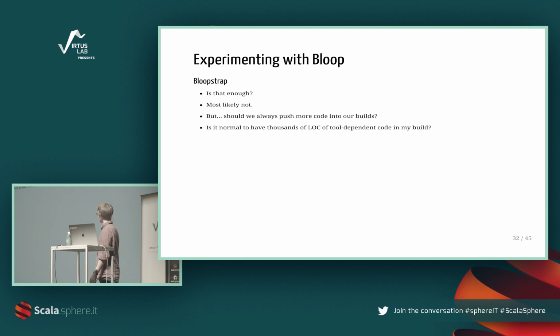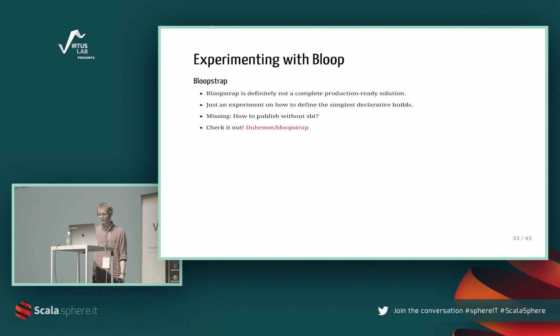I guess not, but also it made me wonder if it's really always a good idea to push more code inside our builds. Should we really have thousands of lines of code that are highly tied to our build tool? Is that something normal, or should we maybe try to reduce this dependency on our build tools and maybe come up with simpler model definitions? So that's a completely open question. And this was just an experiment that I did to see how I could make Bloop have configuration that were machine independent.